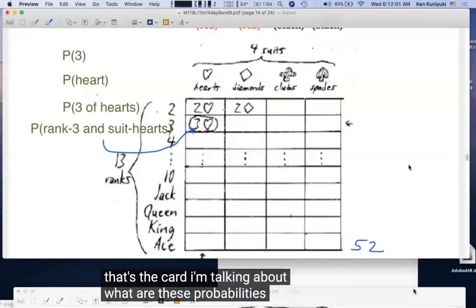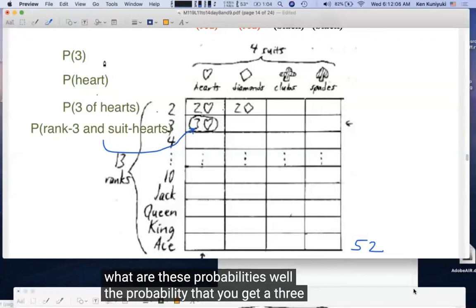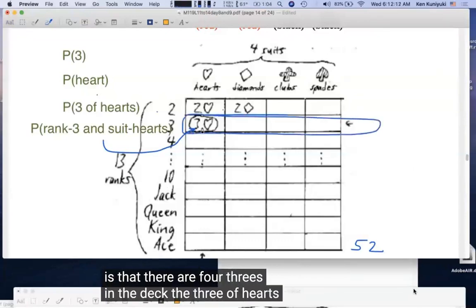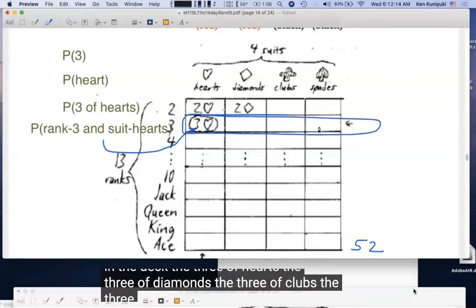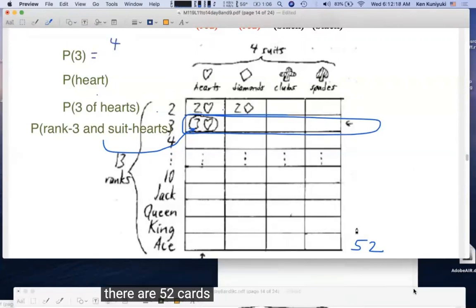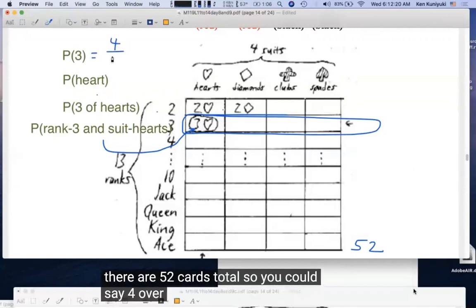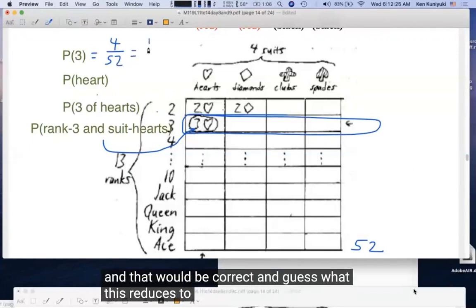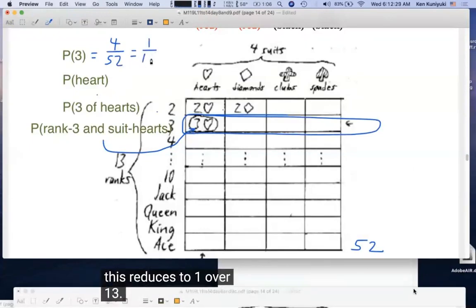What are these probabilities? Well, the probability that you get a 3, one way to look at it is that there are 4 3s in the deck. The 3 of hearts, the 3 of diamonds, the 3 of clubs, the 3 of spades. There are 52 cards total. So you could say 4 over 52, and that would be correct. And guess what? This reduces to 1 over 13.